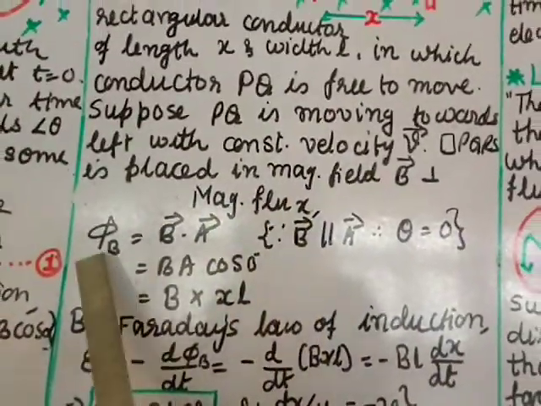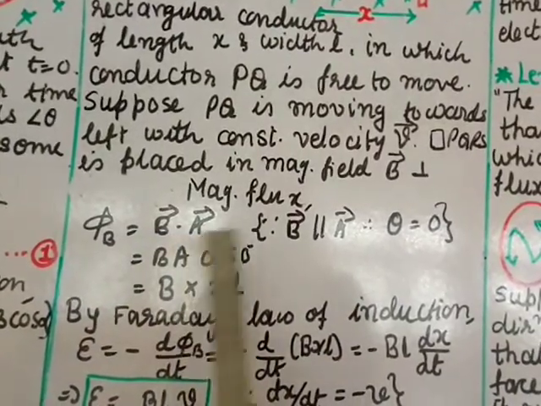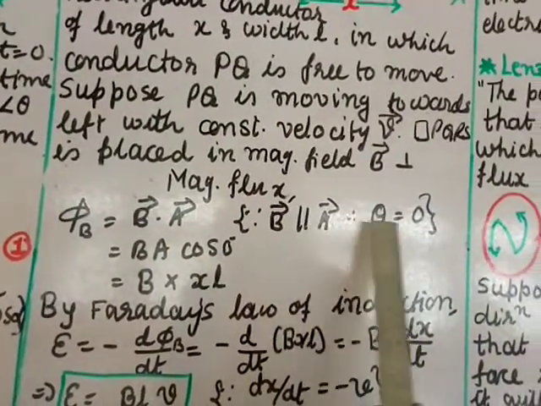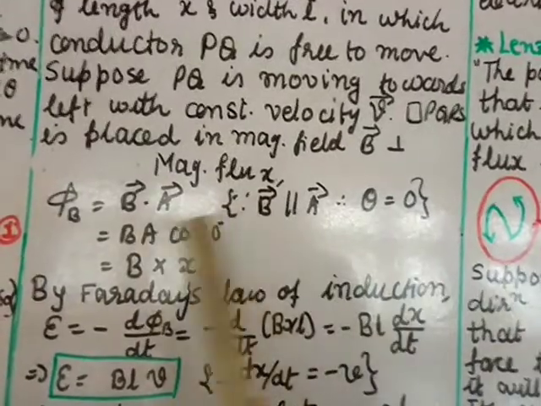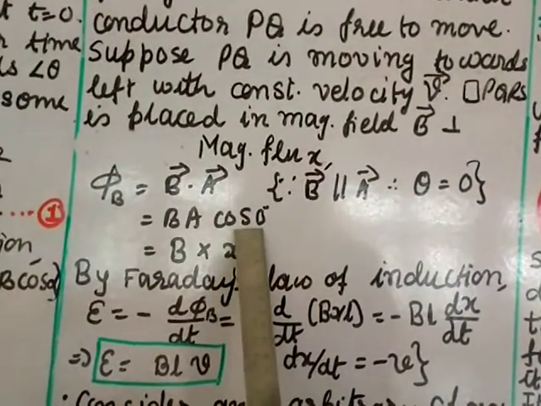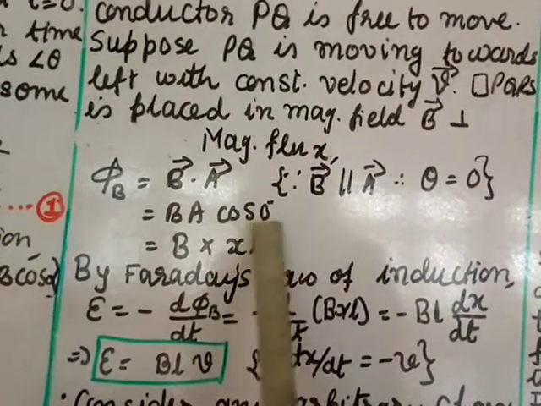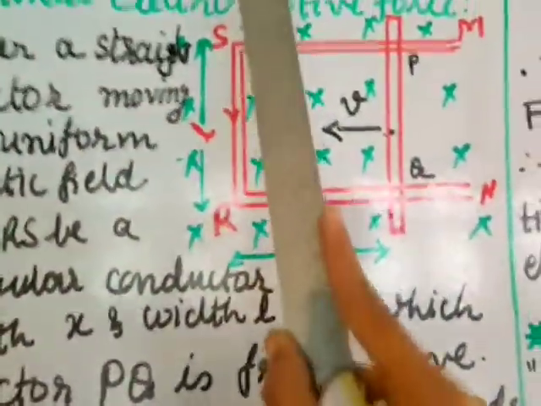Magnetic flux is given by phi B is equal to B dot A. B and A are parallel. Okay, that means theta between them is 0. B dot A can be written as BA cos theta, but theta is 0, so I put cos 0, which is 1. What is the area? Area of this loop, that is length into width, that is x into L. So write x into L.